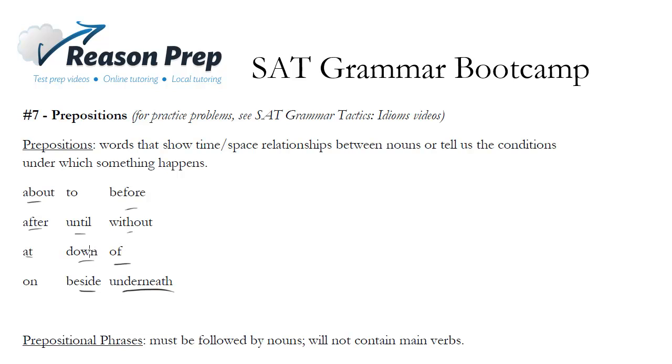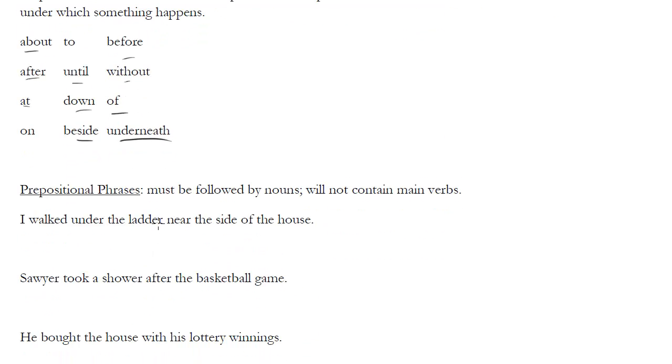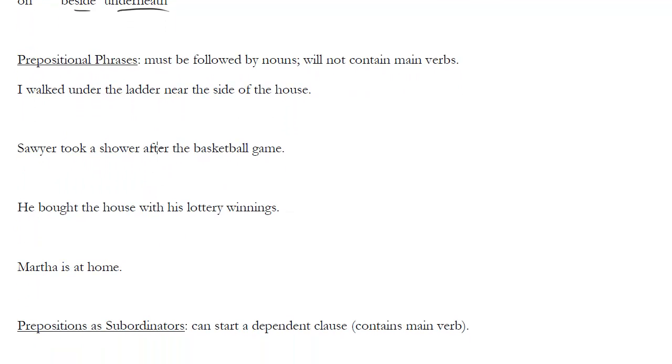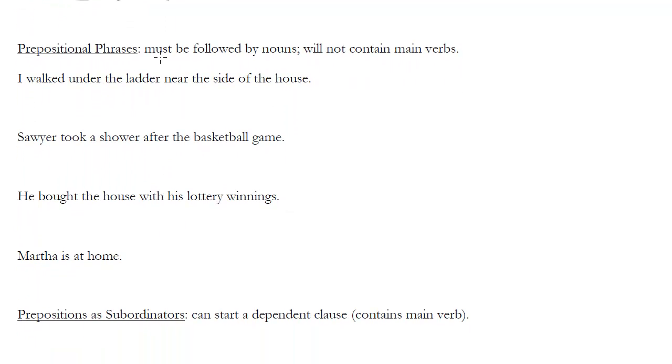You can find a lot of lists out there if you really want to know, but they're these little words that show us time, space relationships, or conditions where things happen. And the most important thing to learn for prepositions is the prepositional phrase. Prepositional phrases must be followed by nouns. They will not contain main verbs. If they contain main verbs, it's something else, and we'll see what that is in a second.